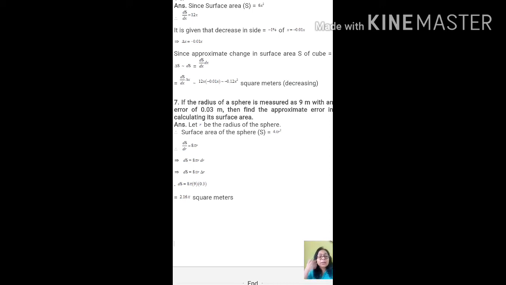So this much are all the types of questions I have given here. Check each and every sum, pause the video, check it properly, and solve all the sums of the NCERT book also.